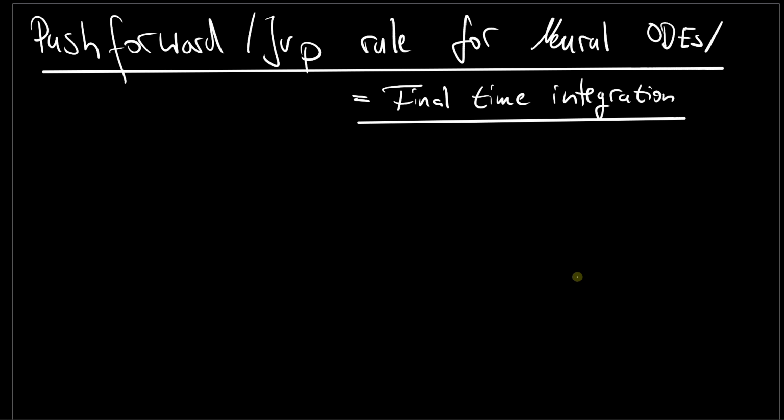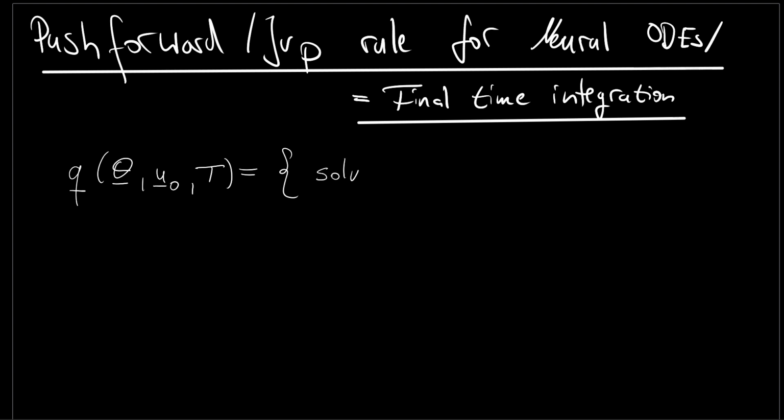In this video, we're going to derive the push-forward or Jacobian-vector product rule on neural ODEs, or you could also call it final time integration of ordinary differential equations. And if we frame that as a function, I want to give that the name q that depends on a parameter vector theta as well as an initial condition u0 and a final time t. It shall be given kind of implicitly by the solution to an ordinary differential equation.